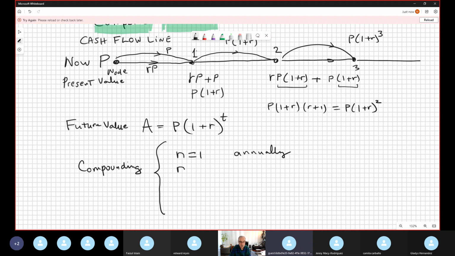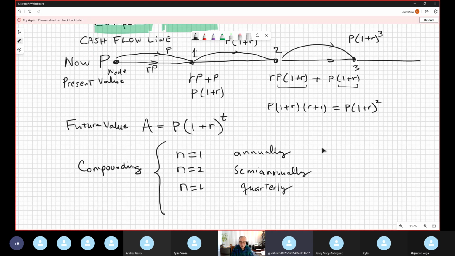Nice. When n is 2, you imagine 1 year, but you separate it into 2 equal periods, so 6 months and 6 months. This is called semi-annual. Annually. And n equal 4 is when you split the year into 4 periods, and this period is called quarterly.